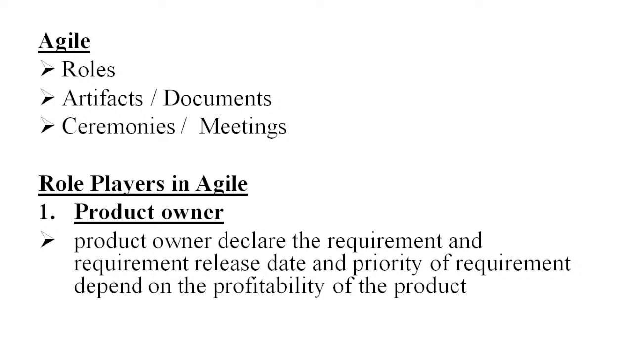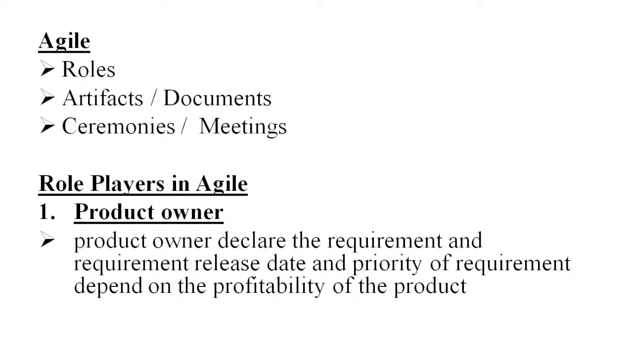Okay, so what are the roles? What are all the role players in agile methodologies? First one will be the product owner, second one will be the scrum master, and third one will be the scrum team. First one is the product owner. The product owner declares the requirement and requirement release date.